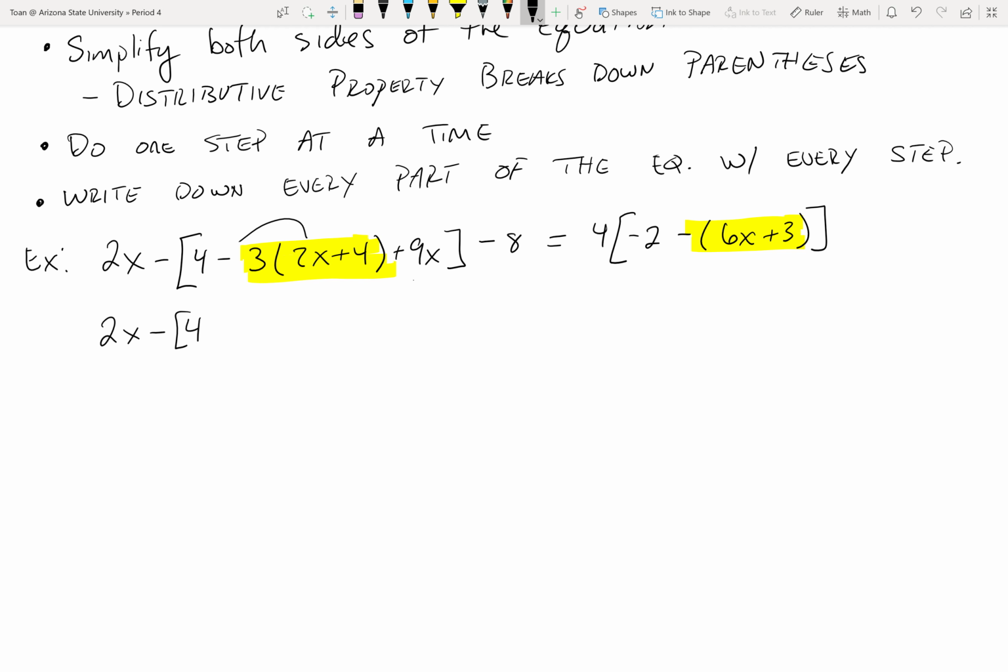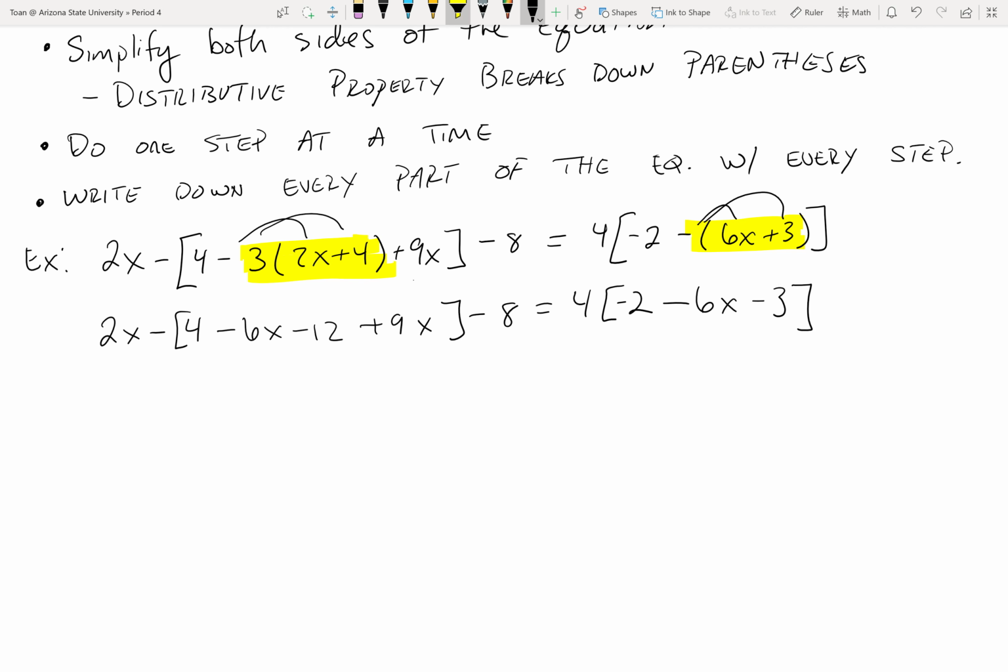So distribute the minus 3 gives us a minus 6x minus 12. I did not do anything with the 9x, so I just copy them down. Bracket, copy down the minus 8 equals copy, copy, copy. So I'm literally just copying the whole problem, and I'm only writing down the things that I'm changing, which is the distribution in this case. So it's a minus 6x minus 3.